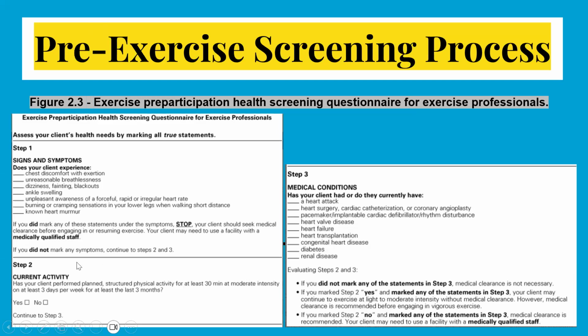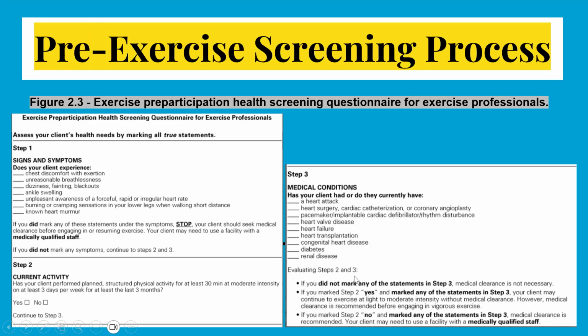Step number 2, establish if they're sedentary or physically active individuals, right, based on ACSM guidelines. If your client performs structured physical activity for at least 30 minutes per day at moderate intensity for at least 3 days per week in the last 3 months, determine yes or no. And step number 3 is determining any medical conditions. Has your client had any of these, or do they currently have any of these?